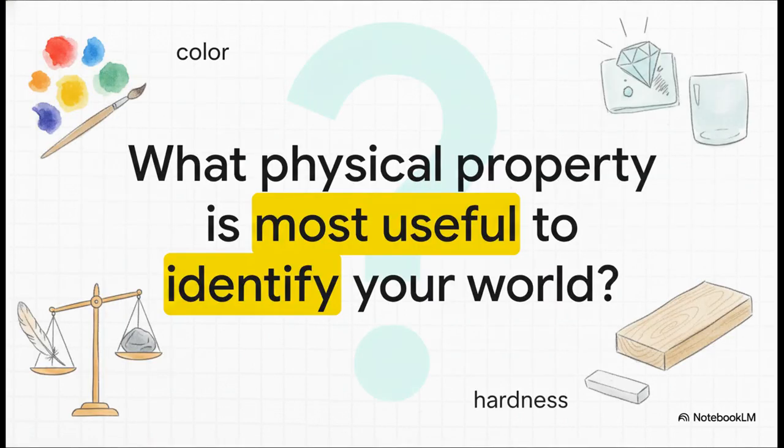So I'm going to leave you with this question to think about. As you go about the rest of your day, just kind of pay attention. Of all the properties we talked about, color, density, hardness, all of them, which one do you think you subconsciously use the most to figure out and navigate the world around you? The answer might actually surprise you.